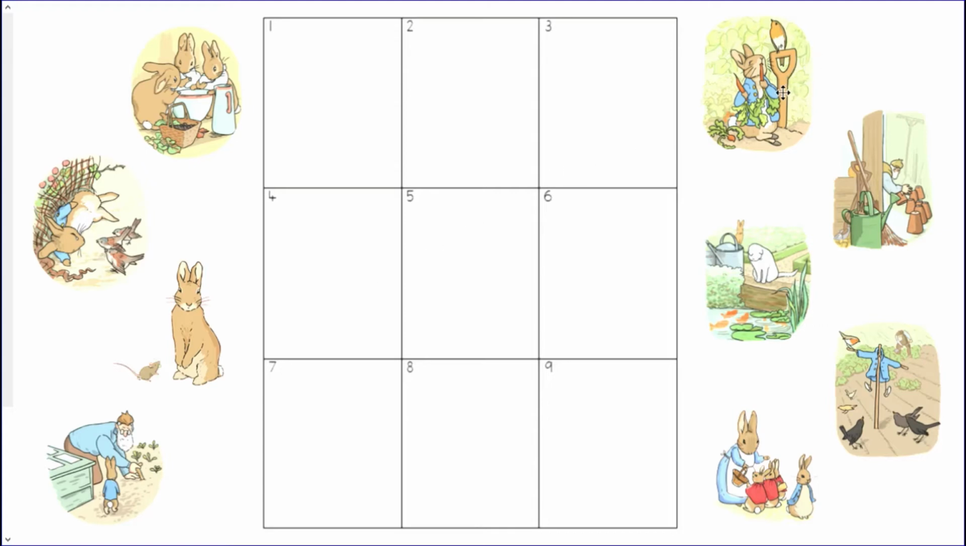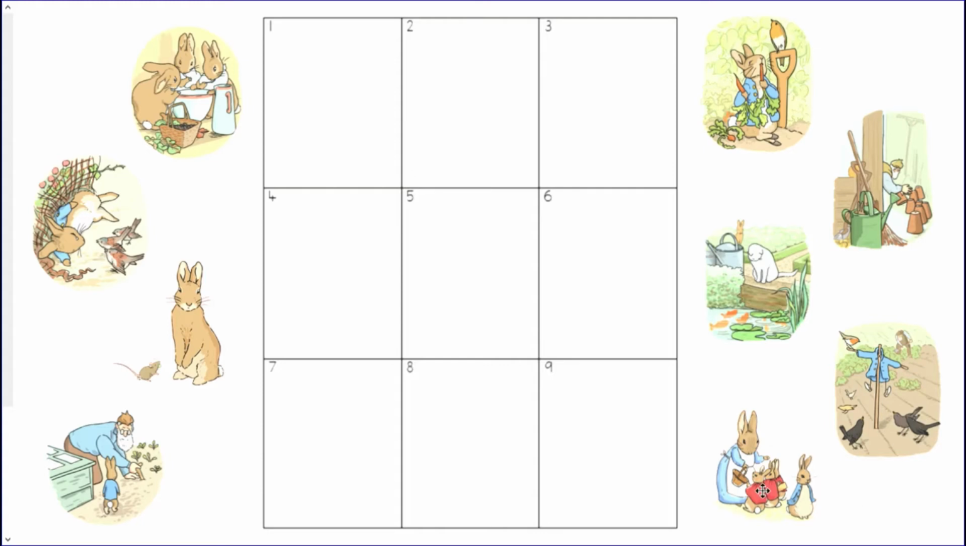In this picture, Peter is enjoying delicious carrots in Mr. McGregor's garden. Here we can see Peter hiding in the watering can. This is when Peter found a cat near the pond. In this picture, we can see Peter's coat hung up in Mr. McGregor's garden.